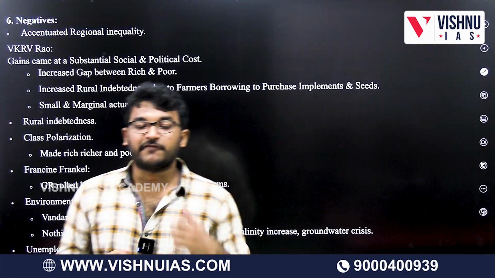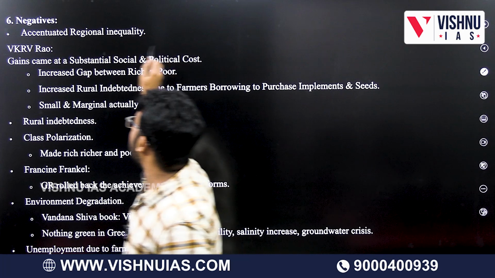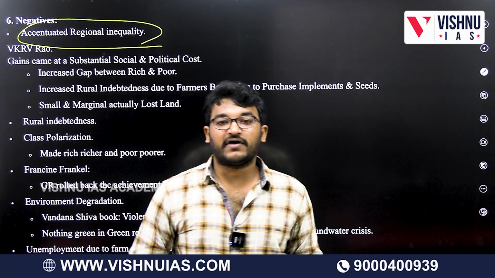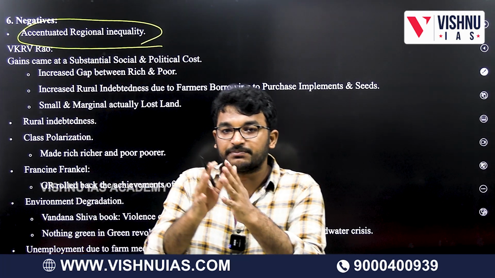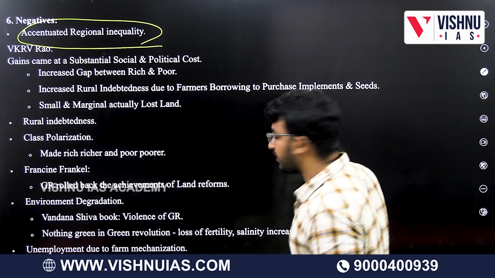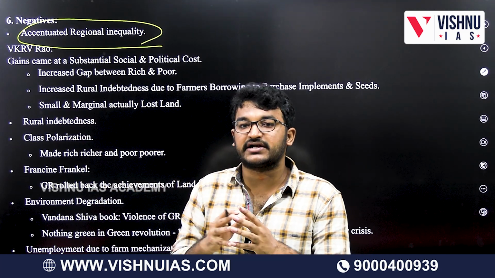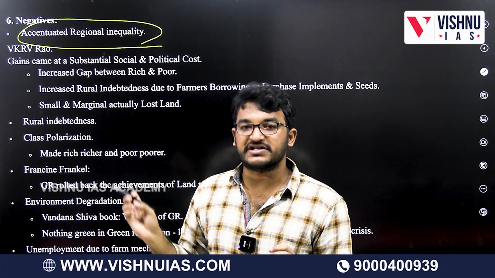Next, negatives. If all those are positive outcomes, what are the negatives with respect to green revolution? First thing is, it had accentuated the regional inequality. Why? Because green revolution has been implemented in very limited areas, in the northwest belt and the southern coastal areas. This created a lot of regional inequalities.